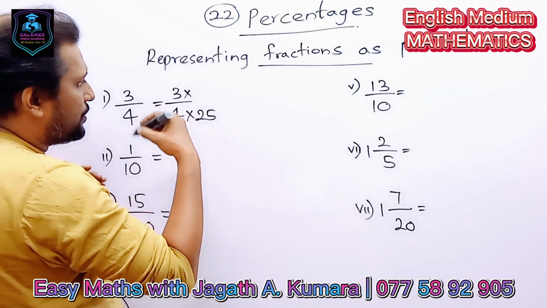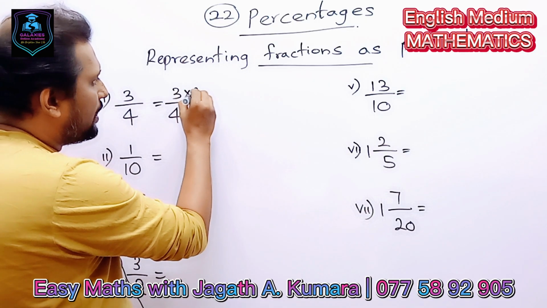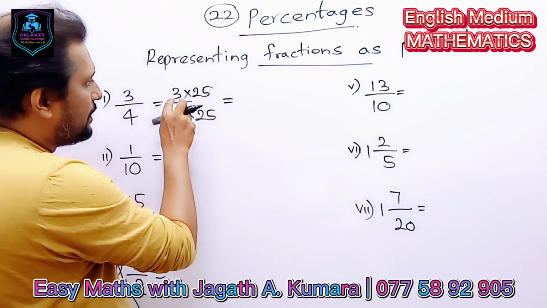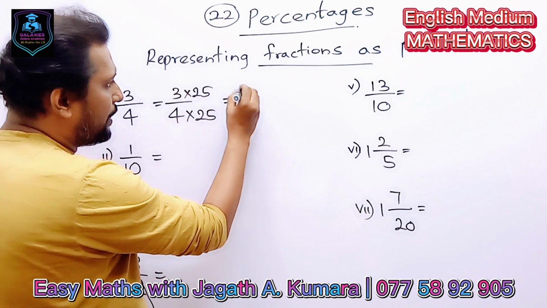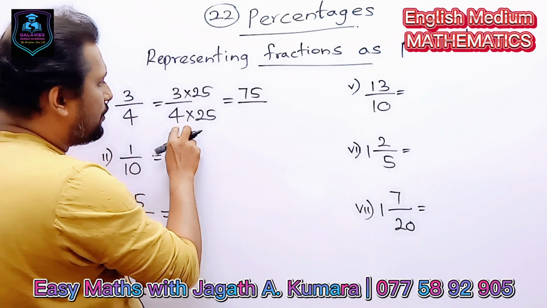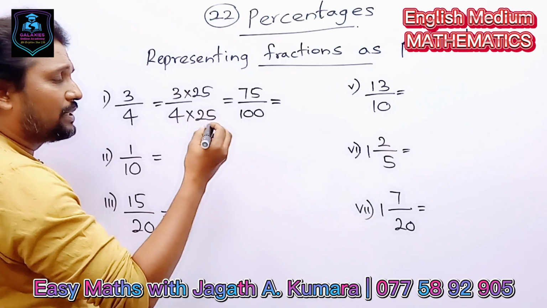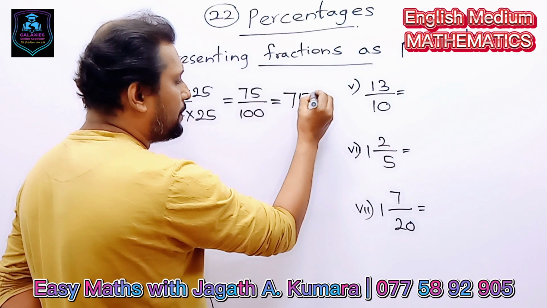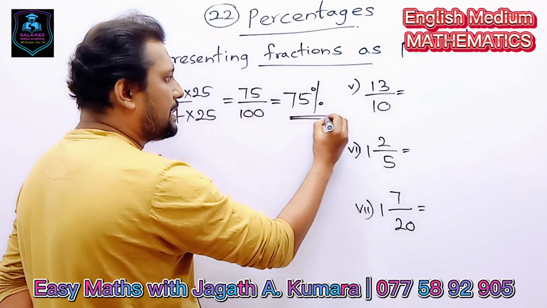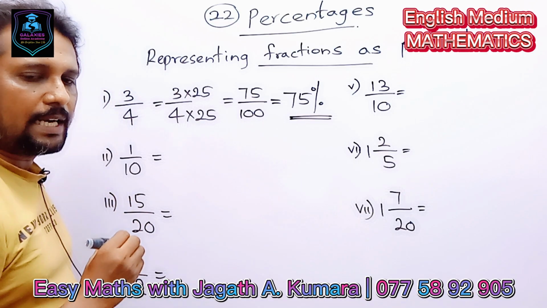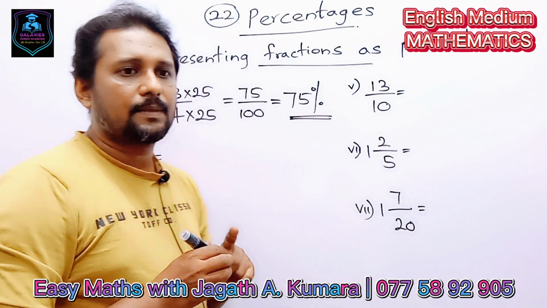So also numerator you have to multiply by the same value. Then 3 multiply 25, 75. 4 multiply 25, 100. So what is the percentage? 75%. 75%. Right? You can check your answers.